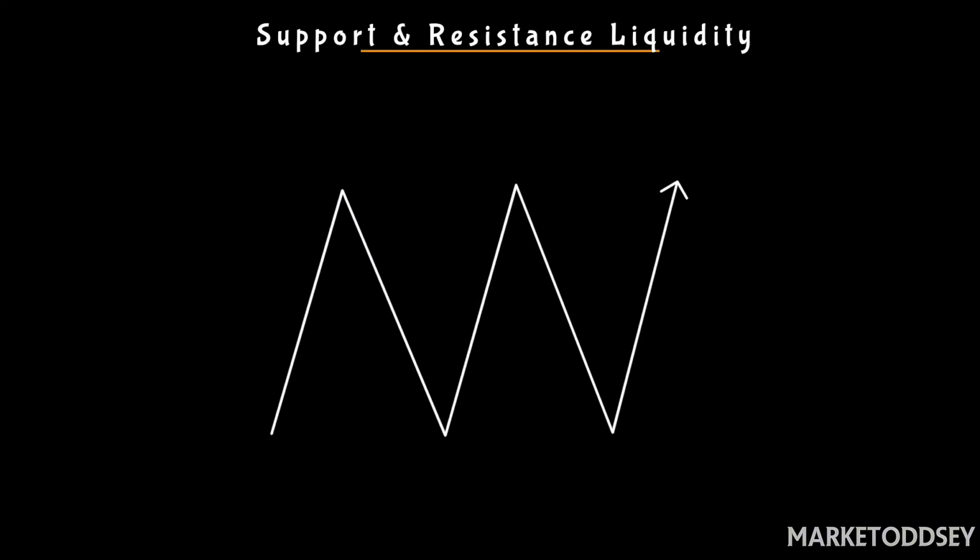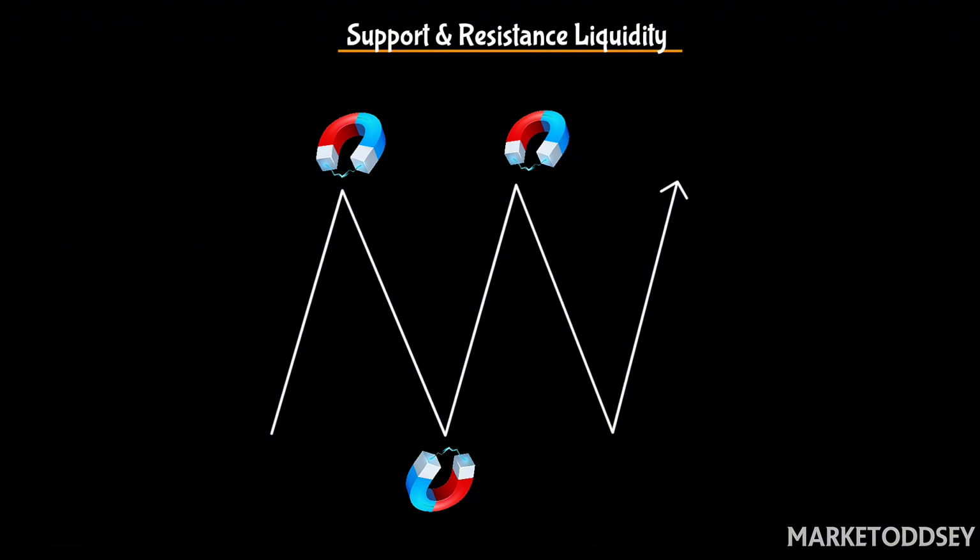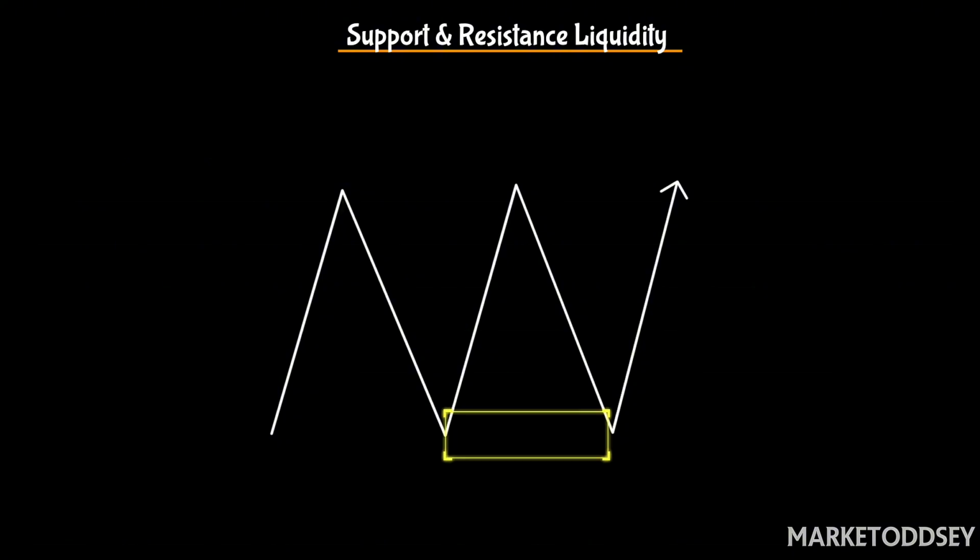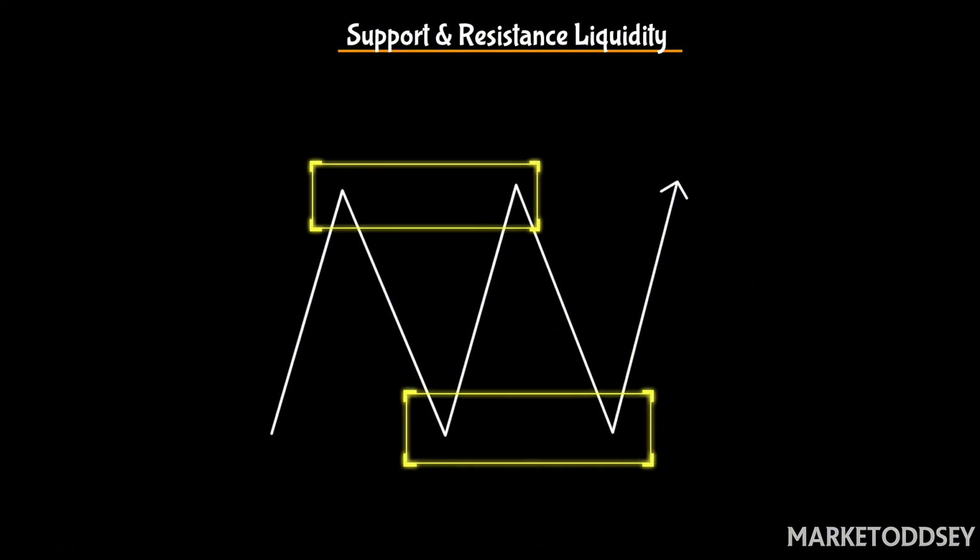Let's begin with a cornerstone of technical analysis, support and resistance. Think of these levels as magnets, attracting price action over and over again. When large institutions make their moves, they often execute significant trades at key support or resistance levels. These moves leave what I like to call footprints on the chart.